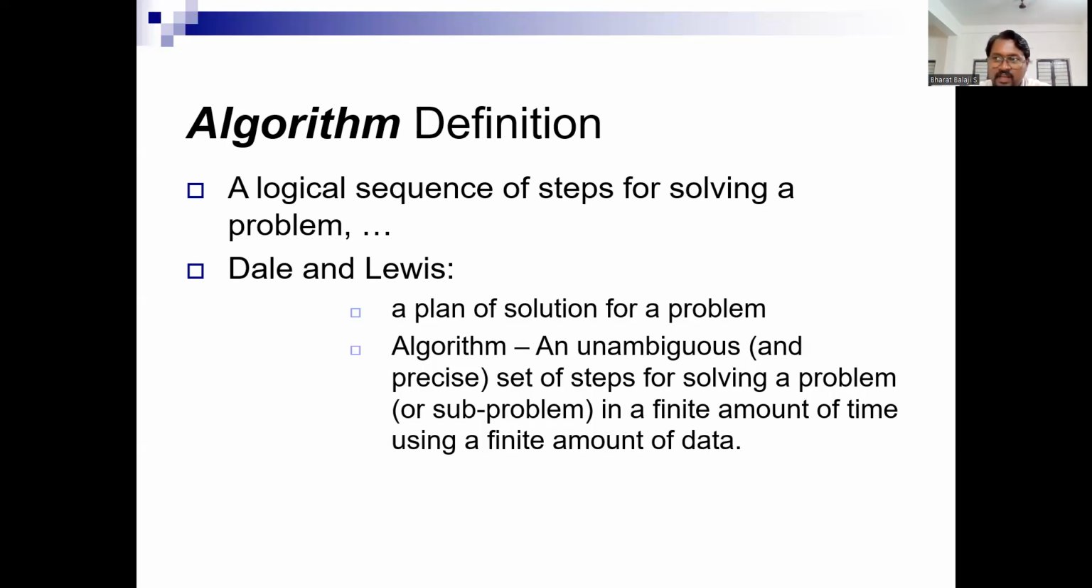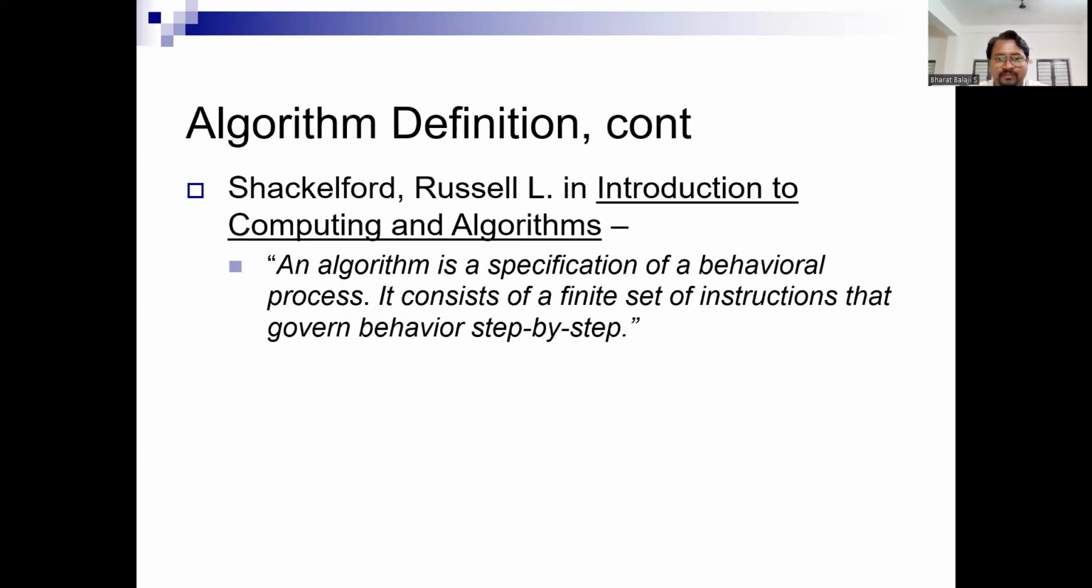That means the time must be within a bounded time, not much longer than the real time, and a finite amount of data. We have a finite amount of data and a particular time. We are going to complete this particular task with the help of an algorithm. That is a definition of an algorithm according to the scientists Dale and Lewis.